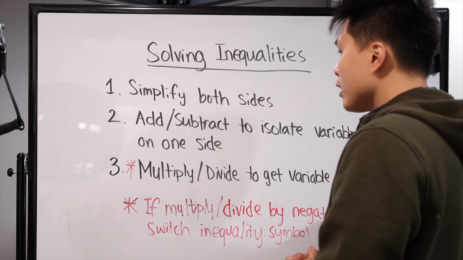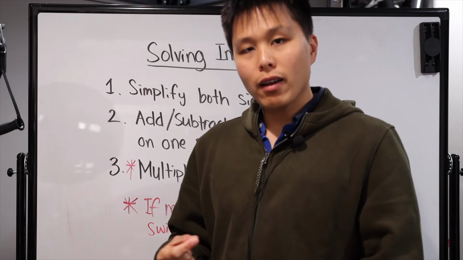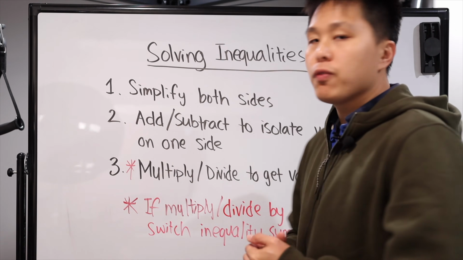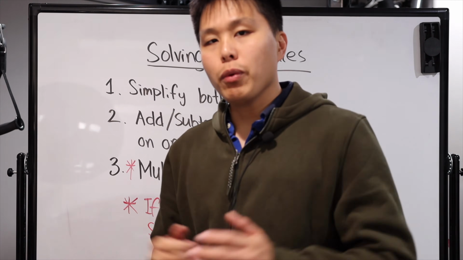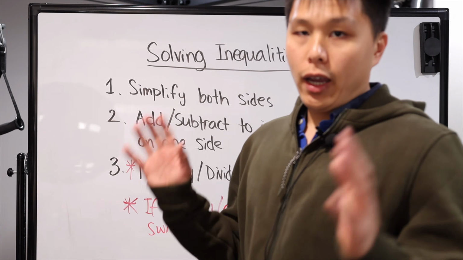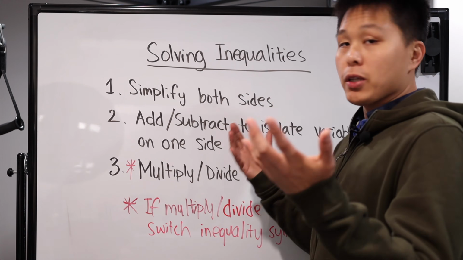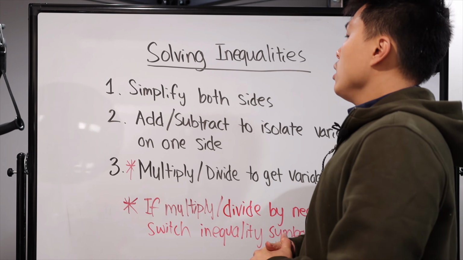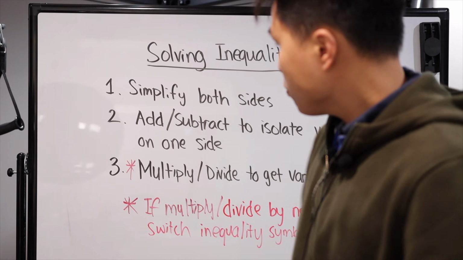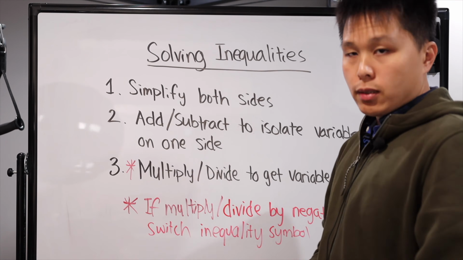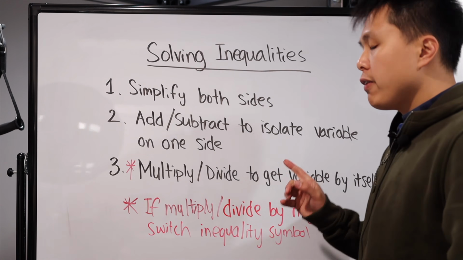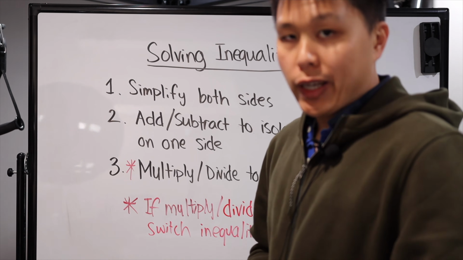So solving inequalities, first and foremost, once again, is very similar to solving linear equations. We're going to simplify both sides using all the tricks that we have with order of operations, PEMDAS, and all the different properties of algebra, of integers. After we simplify both sides to their simplest form, what you're going to do next is add or subtract, depending on the problem, to isolate the variables on one side and everything else on the other.